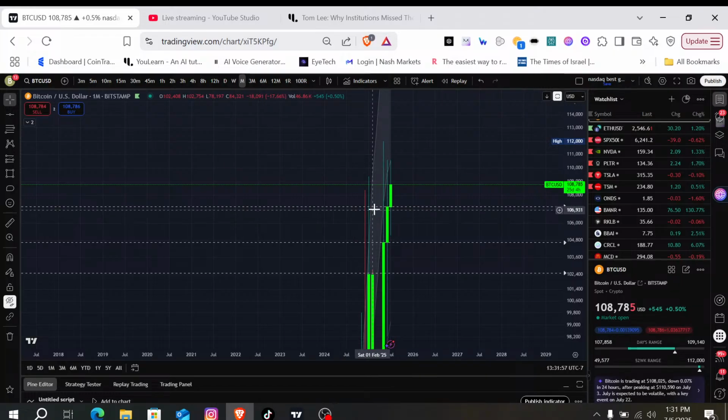So that's why I'm saying we should hold this area. At worst, it'll be 102. That's when investors should be panicking. You should hear them say things about the market, blah blah blah.